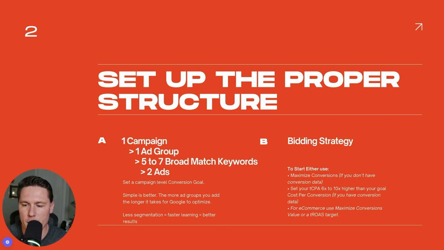But the idea there is that you're going to have multiple e-commerce products. And if you set a target CPA or a maximize conversions bidding strategy, Google is going to go after the highest amount of conversions. So it's going to try and sell the cheapest things on your store. So make sure you set maximize conversions value or a TROAS.